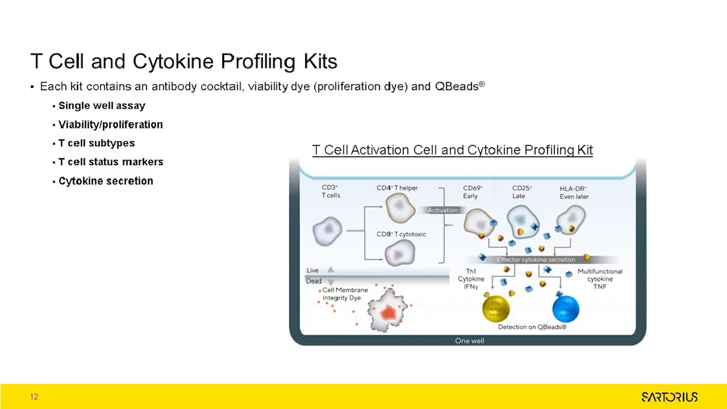The first of these 4 kits is the T-cell activation, cell, and cytokine profiling kit. As you can see in the diagram to the right, both CD8 and CD4 T cells can be identified, as well as their expression of early, late, and later activation markers CD69, CD25, and HLA-DR, respectively. Q-beads allow for the determination of interferon gamma and TNF-alpha secreted cytokine concentrations.